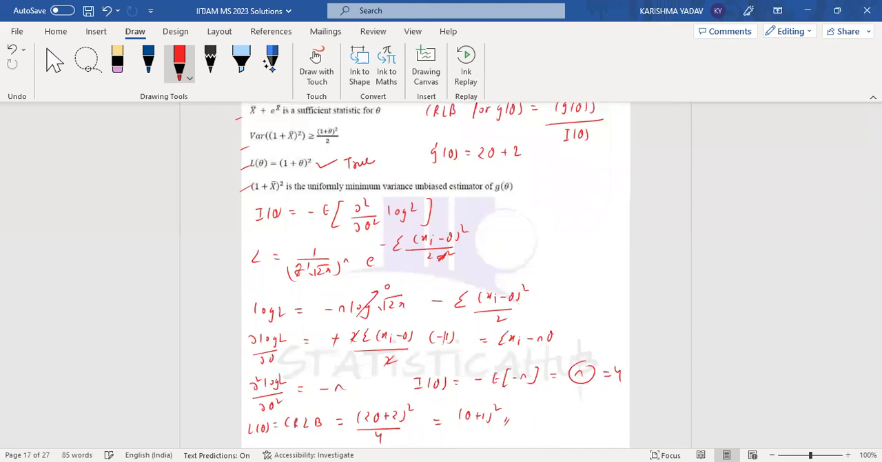We have to check for the false one. My third option is true. Let's check the other statements. We know that in the normal distribution, X bar is sufficient by the factorization theorem. By the factorization theorem, we can see that X bar is a sufficient statistic. So by a one-to-one function, X bar plus e power X bar is a one-to-one function, and it is a sufficient estimator of the function.